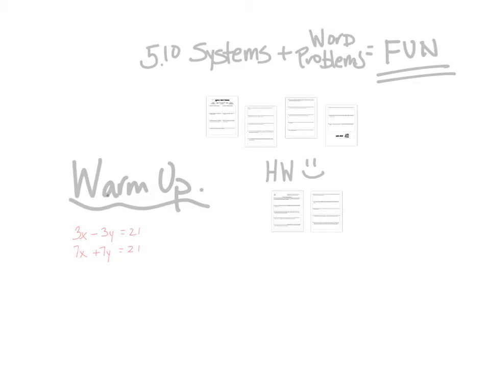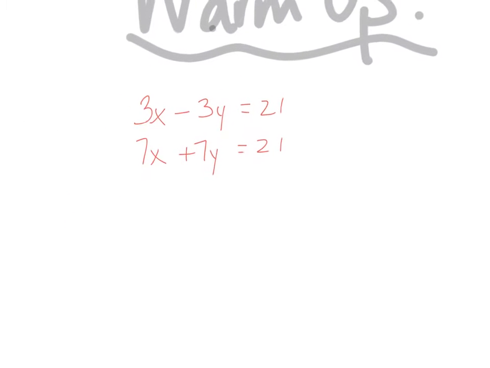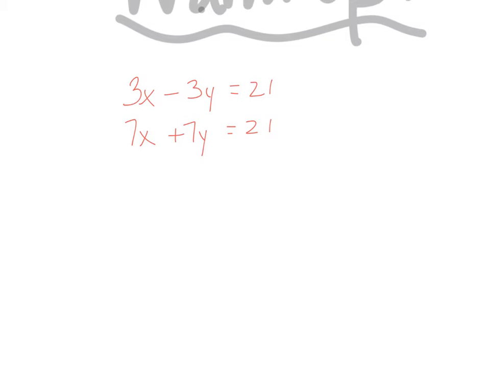I do have a warm-up for you, so as always, go ahead, pause this, and feel free to work this out. This is elimination. It looks like I need to multiply not one of my equations, but both of my equations by a number of my choosing so that I can get matching coefficients so that I can then eliminate and solve this system. So go ahead, pause this, and solve away. When you come back, everything will be there. All right, go for it.